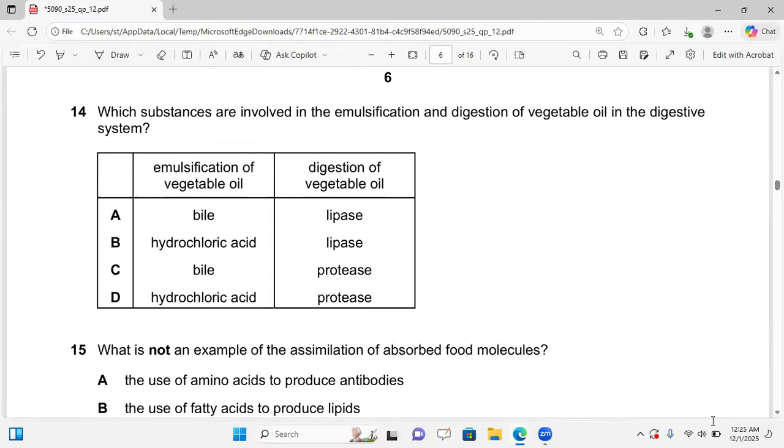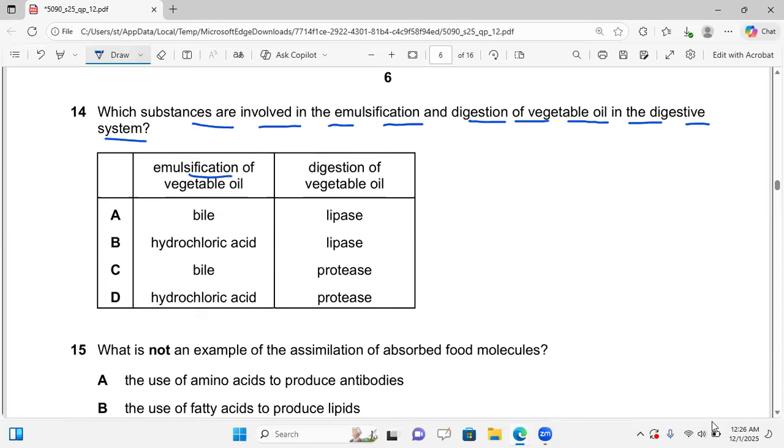For number 14 here, he is asking which substances are involved in emulsification and digestion of vegetable oil in the digestive system. We remember that for the emulsification of fats and lipids, bile juice coming from the liver is involved. So emulsification of vegetable oil is done by bile. Digestion of vegetable oil, a lipid, is going to be broken down, not protein, so lipase is the good answer. Option A is perfect for this.